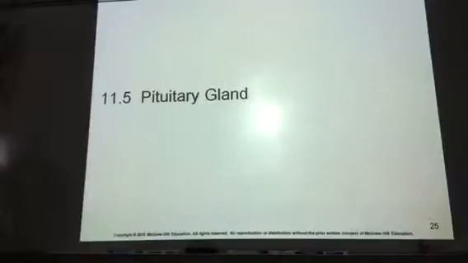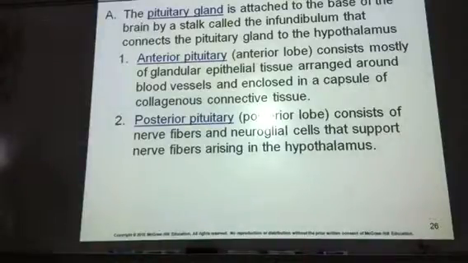To look at now, like I said, is the pituitary, called the master gland. It's attached to the base of the brain. There's a little stalk called the infundibulum, and that's what holds the pituitary. So it's almost like a grape. Your pituitary is the little grape, the infundibulum is the little stalk, and then that connects it to the hypothalamus, which is part of your brain.